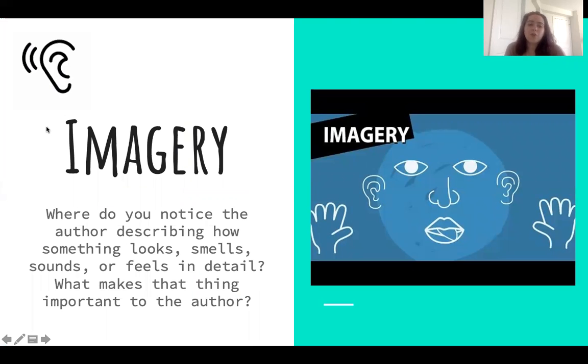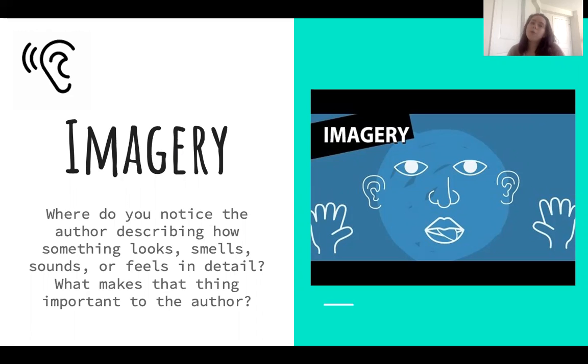So we're starting with imagery. This is a recap of what our imagery slide looked like when we were first taking notes on Twist on Monday. When we're thinking about imagery, we're thinking about when the author is describing in detail how something looks, smells, sounds, or feels. Whenever you're reading something and you feel like you can get a really clear picture in your head of what the author or the poet is describing, it's probably because they're using imagery.